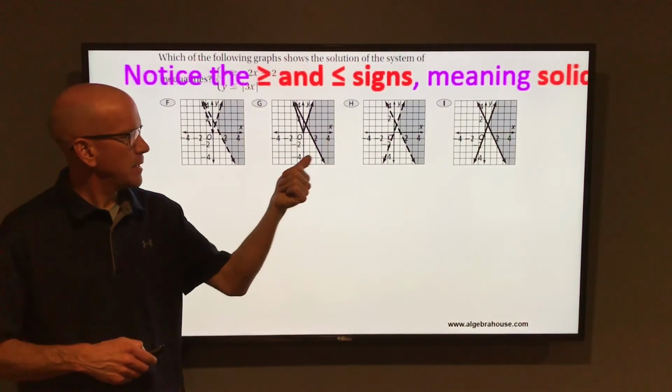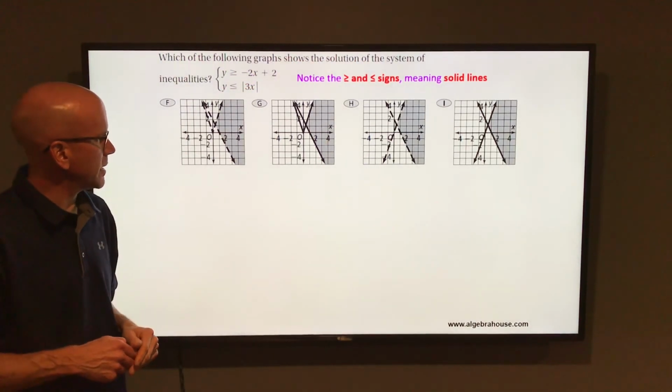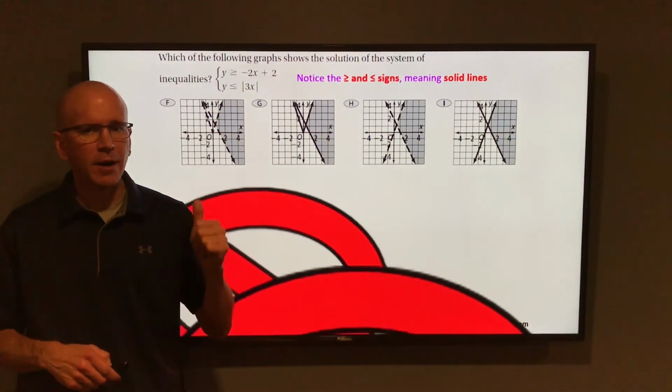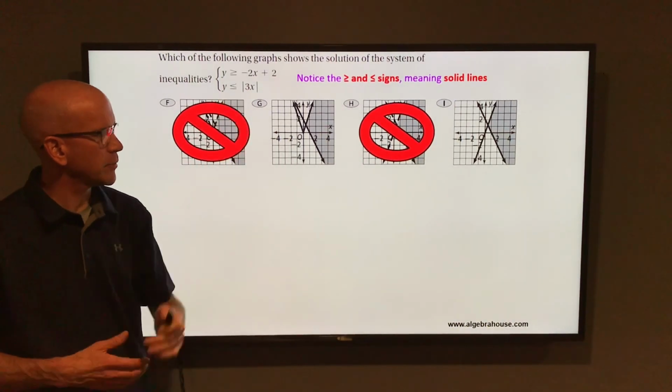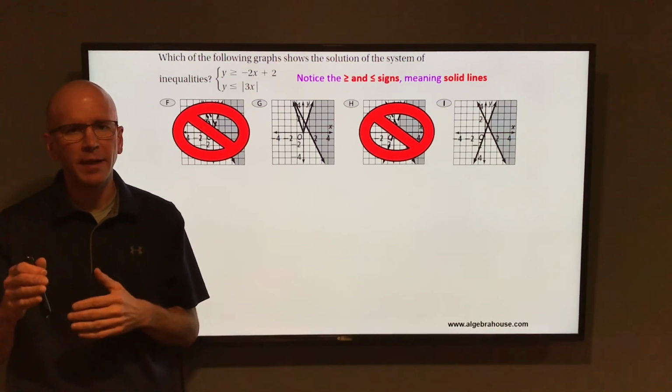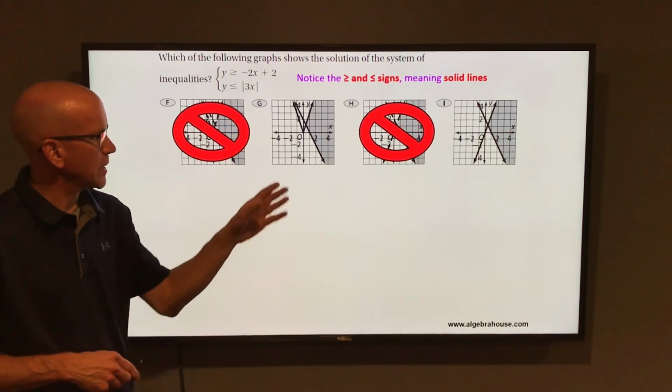So the F and the H, those have dashed lines making up those graphs, and those are now out of the picture. Anything with a dashed line is out because we have a greater than or equal to, less than or equal to. If we had a dashed line, it would just be greater than or just less than. So we're down to G or I.